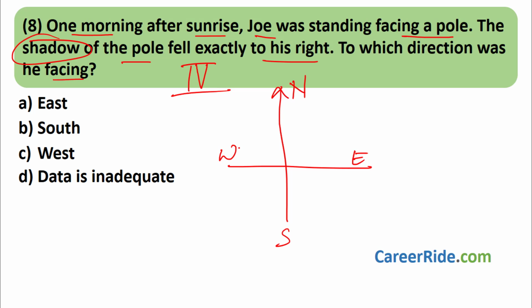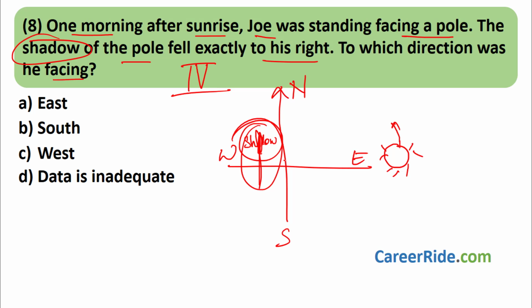What have they given? One morning after sunrise, that means the sun has risen. So sun is in the east. Now if sun is in the east, on this side, where will be the shadow? Shadow will be on the west side. Shadow of the pole will be over here on the west side. But they say that the shadow is to the right of Joe. So find out which direction he is facing.